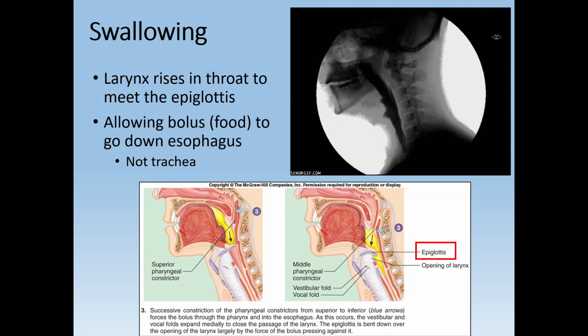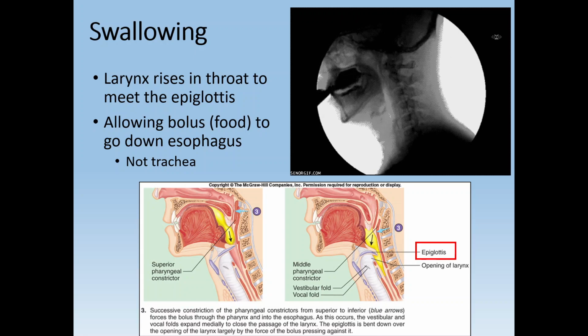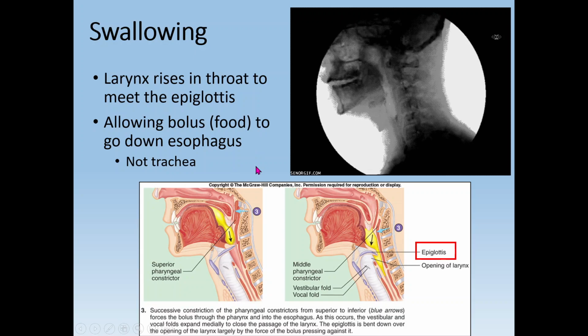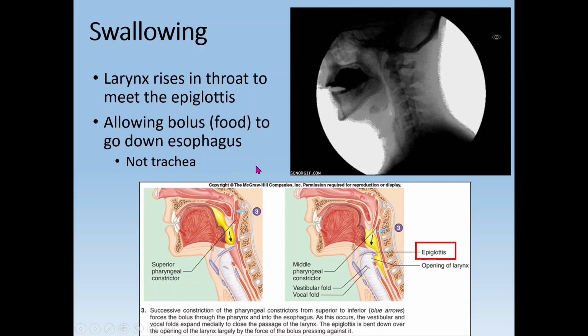So just to make sure you're all clear, that's the way it actually happens. And this is going to ensure that food does not go down the trachea. Instead, it's being directed backwards into the esophagus so we can head down into the digestive system.